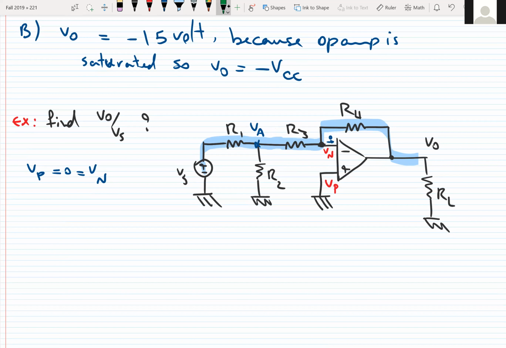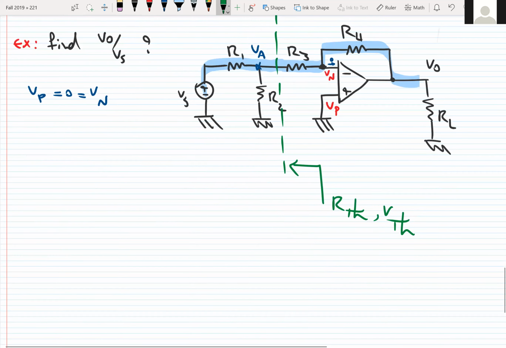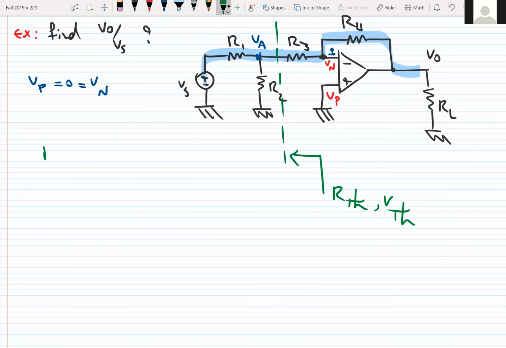Let's just, from this point, break the circuit into two parts and find R Thevenin and V Thevenin seen from this point to the left. Let's see if it helps. So, what is R Thevenin seen from VA, from this interface? R Thevenin. I'm not going to draw out the circuit because we know the answer.